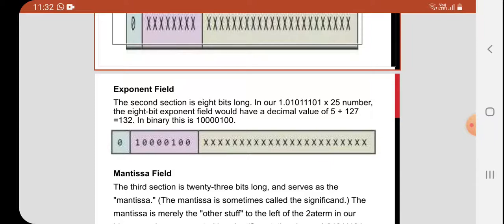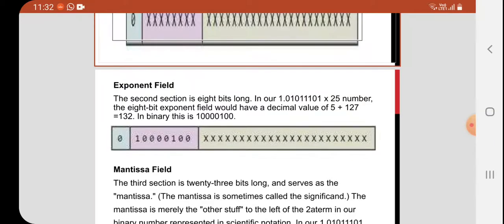So we have 2 power 5, right? It must be added with 127 because 2 power 8 is plus or minus 128. So what I do is 5 plus 127, I add up and get 132, find the binary of 132, and that must be written in the exponent field.